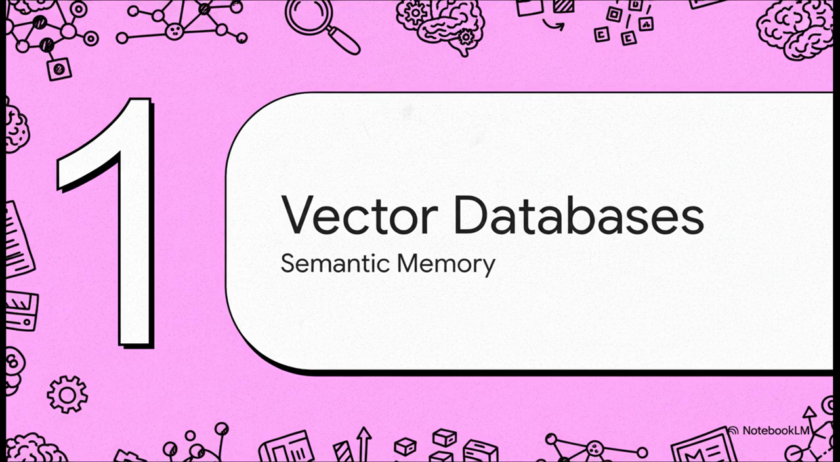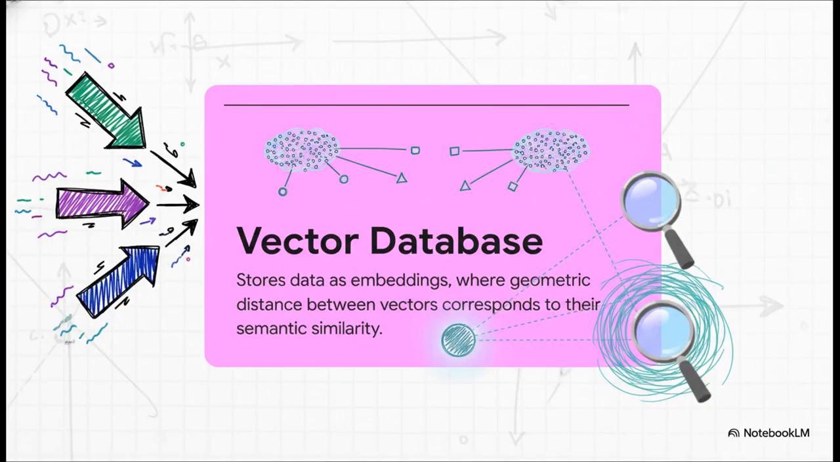Well, the first and by far the most common solution, the thing that's become the industry standard, is the vector database. You can think of this as the AI's semantic memory, which is a fancy way of saying it remembers things based on their meaning. So how in the world does that work?